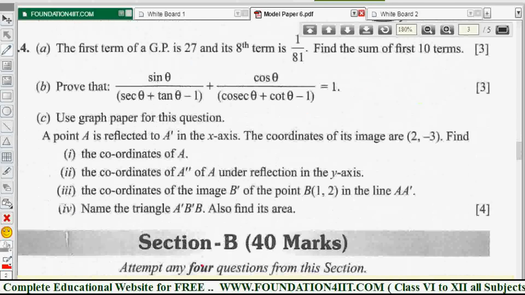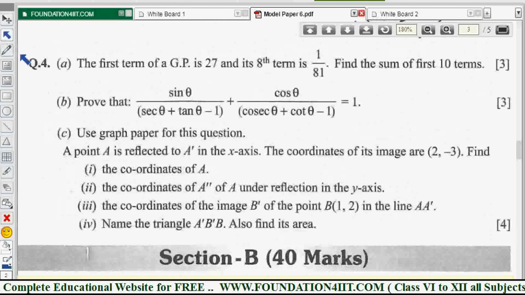Now let us see the fourth question and we'll solve these problems. From this paper, question number 4, the first one is from progressions, geometric progression. The first term of a GP is 27 and the 8th term is 1 by 81. These two are given conditions. Find the sum of the first 10 terms. Now let us see how to find it. Let me take the given data first.